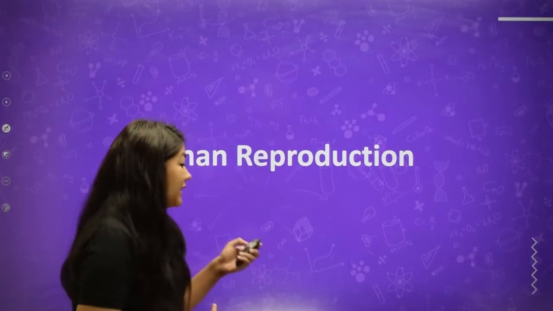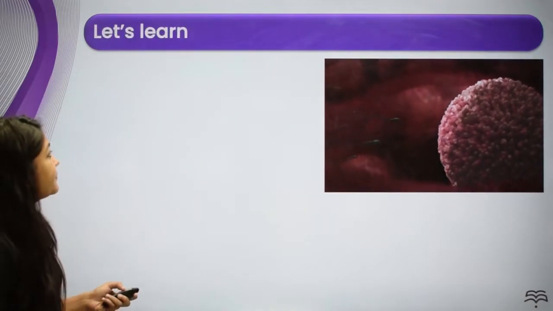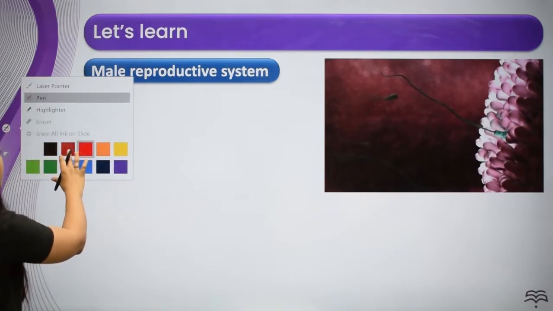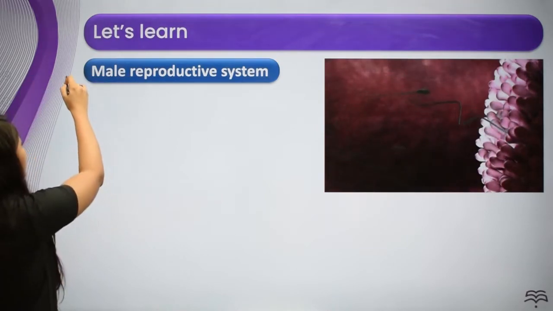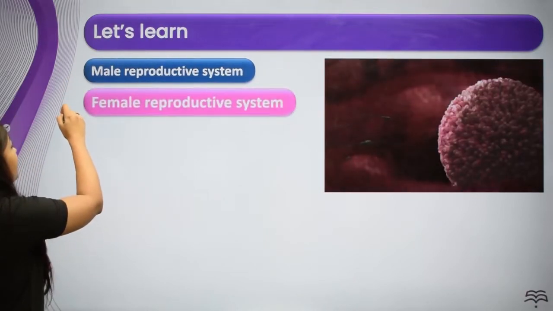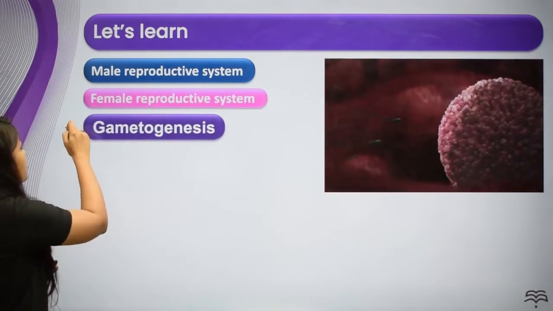Okay, so in this particular chapter we will be focusing on human reproduction. So first let's see what all things we'll be talking about. See, the first important thing that we'll be talking about is, of course, the reproductive system. We'll be talking about the male reproductive system. We'll be talking about the female reproductive system. We'll be talking about gametogenesis.